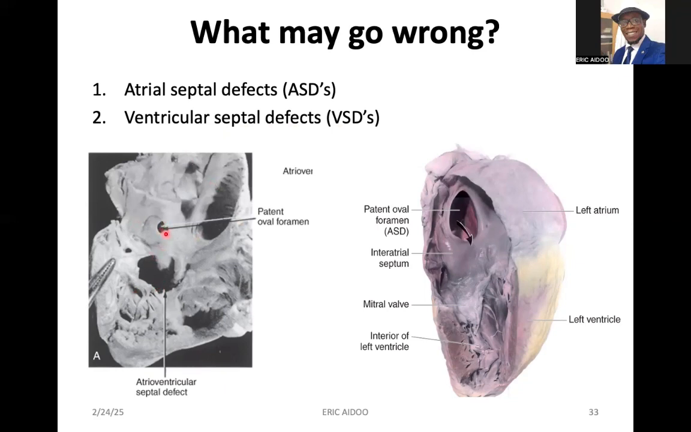The atrial septal defect means a patent oval foramen. The oval foramen we know is a system that allows blood to flow from the right atrium to the left atrium in the embryo or the primitive heart. So you need to close that.